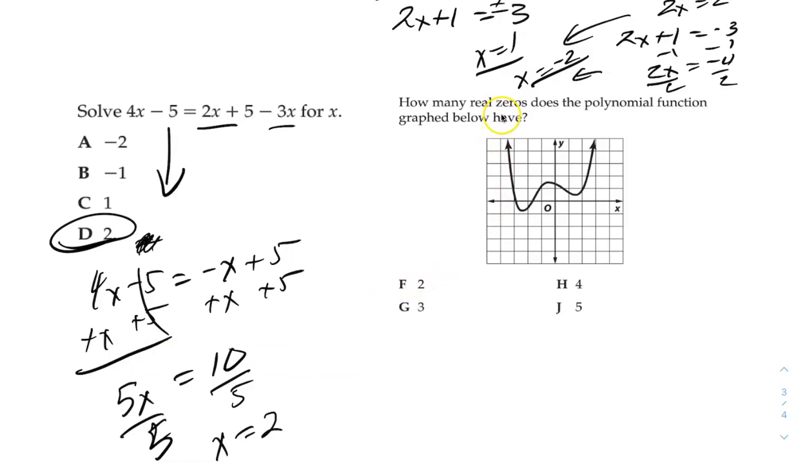This one, how many real zeros does the polynomial function in the graph have? Remember, real zeros is another way of saying just x intercepts. So this has 2. And that's it.